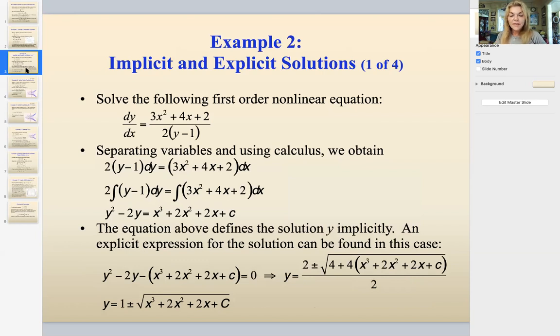Okay, here's another example. Now I'm going to switch and work this out a little better. I want to look at the example: dy/dx is (3x squared plus 4x plus 2) over 2 times (y minus 1). They skip a lot of steps. Let's go back to my notes.